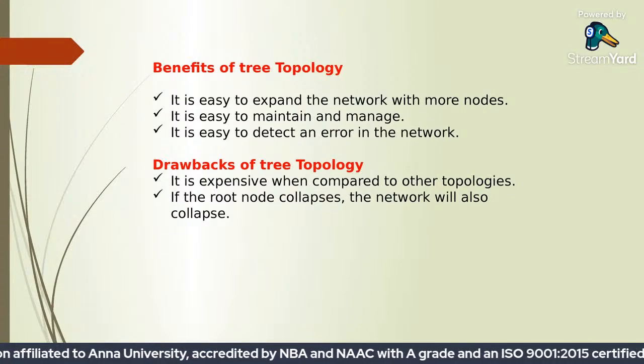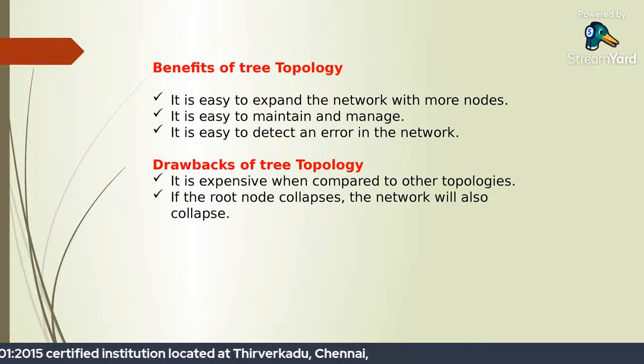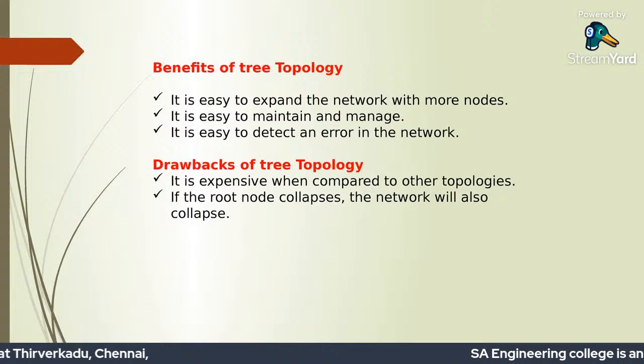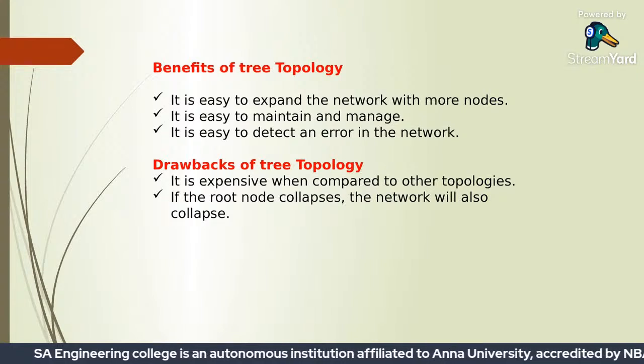The drawback of tree topology is that it is expensive, and if the root node collapses, the network will collapse, because the source data will be present in the root node. When the root node collapses, the data will not move from one device to other devices, and this is the major drawback in tree topology.